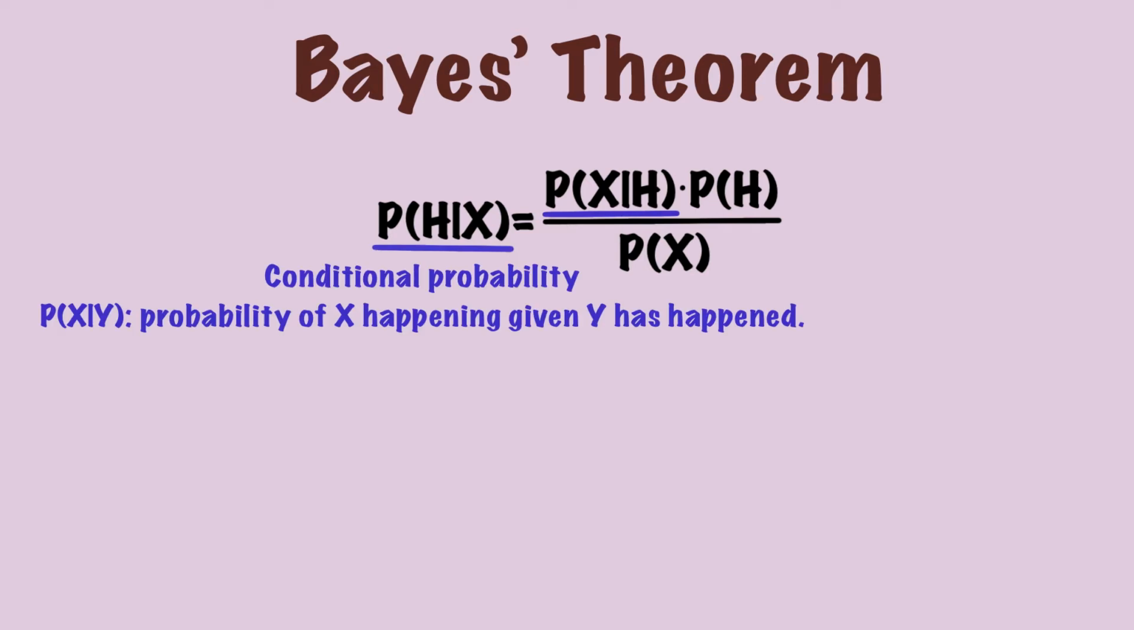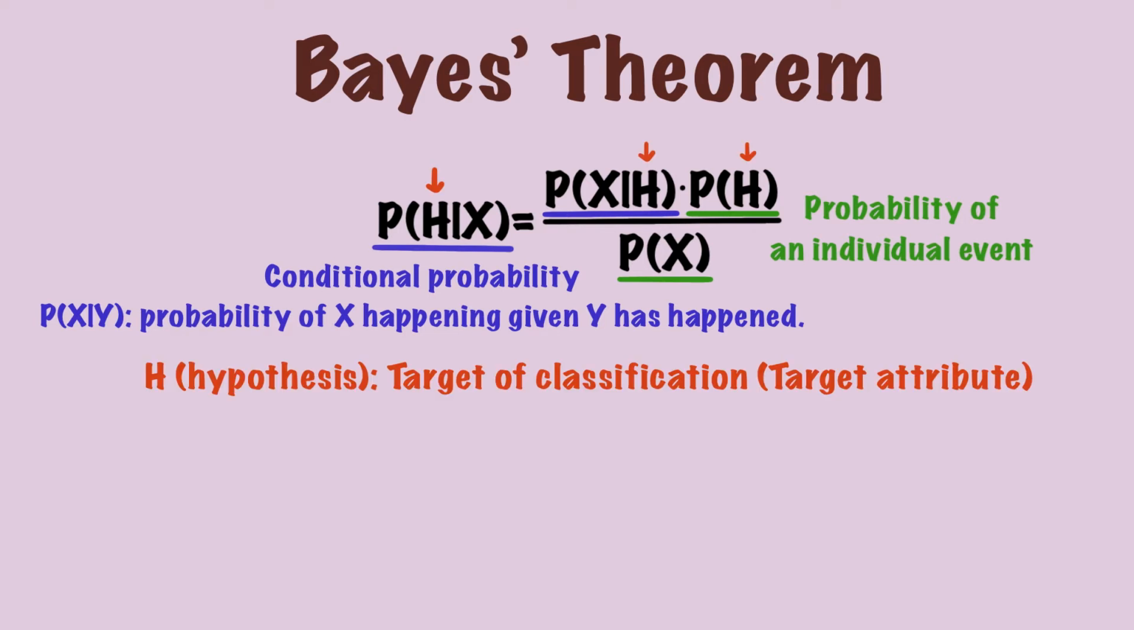To recap, the conditional probability of X on Y is the probability of X happening given Y has happened. And P of H and P of X is straightforward. It's just the probability of observing an individual event. Next thing we are going to discuss is the meaning of X and H.